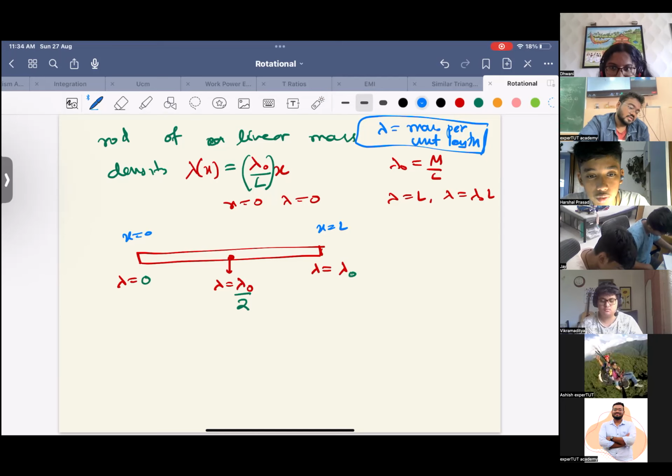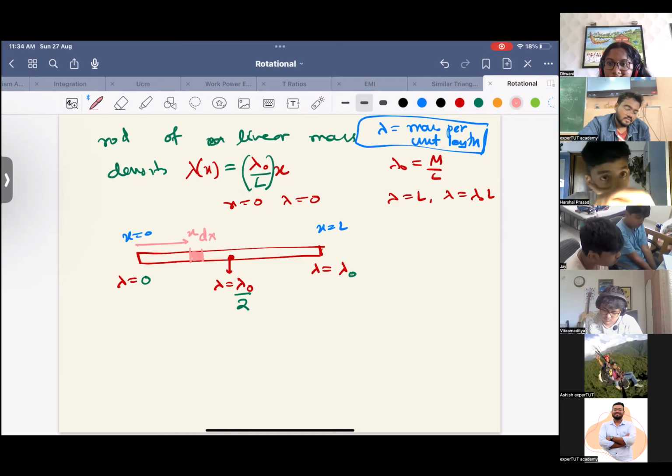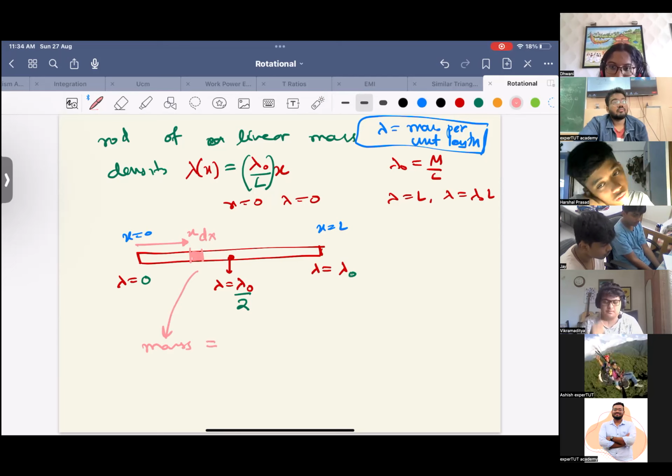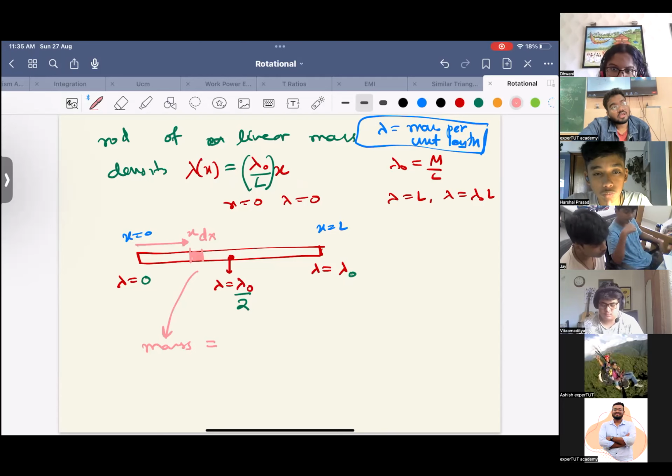So you start with this argument that at a distance x you have a small length dx. Okay. Now what will be the mass of this? Mass is linear mass density. What is linear mass density? It is mass per unit length. So its mass will be linear mass density into the length of this.